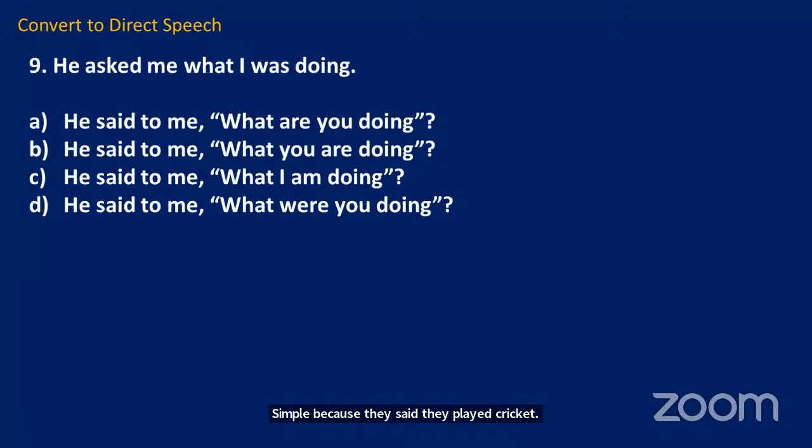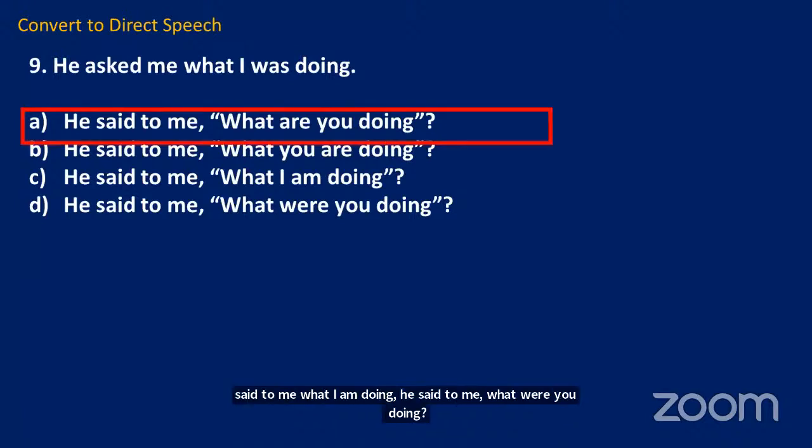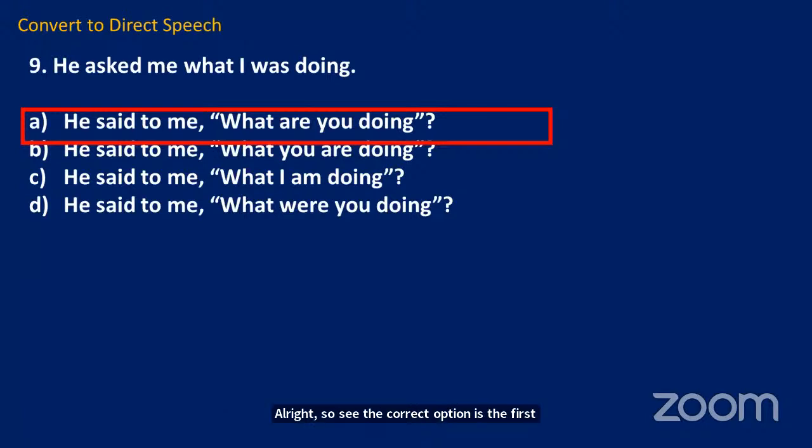He asked me what I was doing. Four options. He asked me, what are you doing? He asked me what you are doing. He said to me what I am doing. He said to me, what were you doing? All right, so see the correct option is the first one. He said to me, what are you doing?